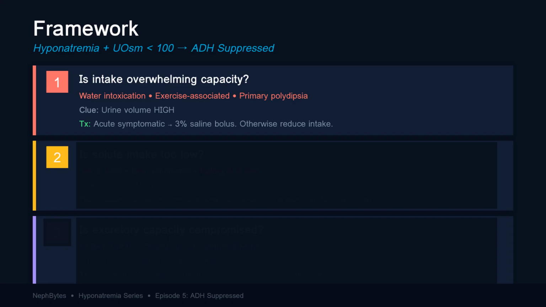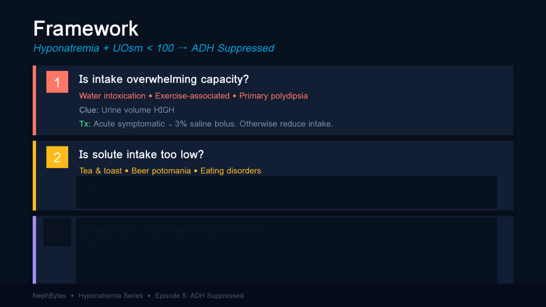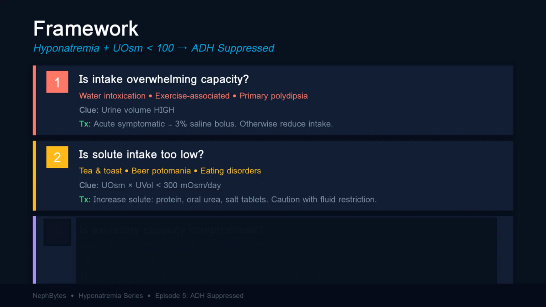Second, is solute intake too low? Think tea and toast hyponatremia, beer potomania, or eating disorders. The urine volume is moderate, but calculate the daily solute excretion. Urine osmolality times urine volume. If it's below 300 milliosmoles, you have your answer. Treatment is increase solute, protein supplements, oral urea, or salt tablets. Be cautious about simultaneous fluid restriction.